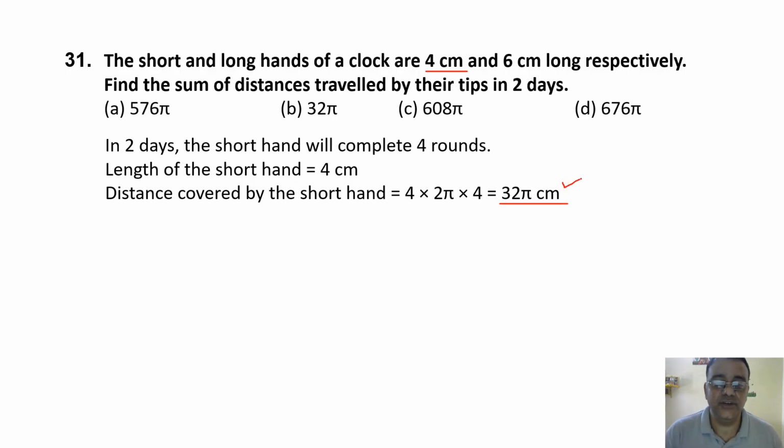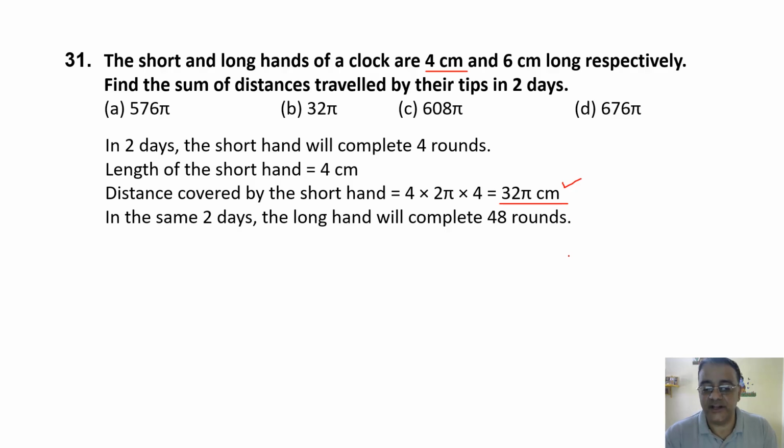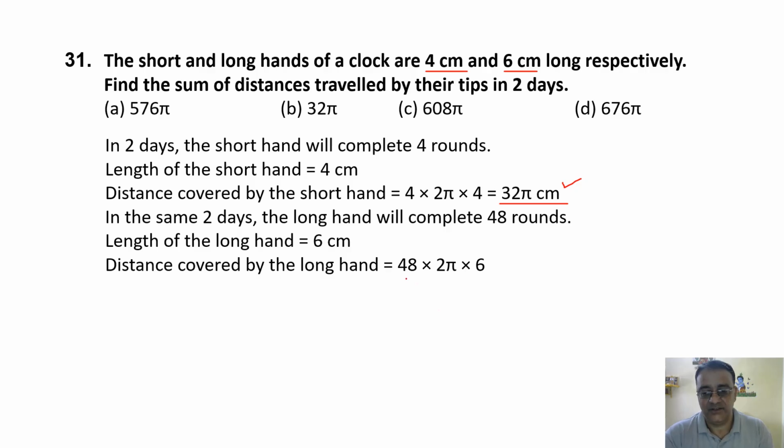Now in 2 days the long hand will cover how many rotation? एक rotation 1 hour. So एक दिन में, yes, 48. In one day 24 rounds. So 48 rounds. So 48 into 2 pi r, that is 2 pi into 6. So ये हो जाएगा 576 pi.